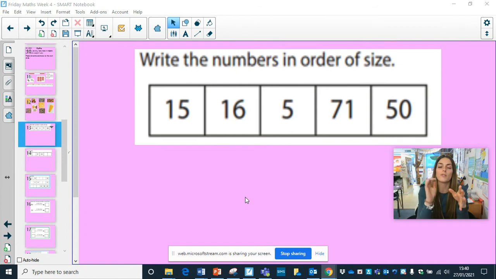So you are going to have lots of different questions like this. So write the numbers in order of size. So think about what is the smallest number, put them in the correct order. Remember what we said about looking at the number, looking at the value. So looking at if it's tens and it's ones, okay, and that will really help you with your numbers. So that place value will help you to order those numbers.